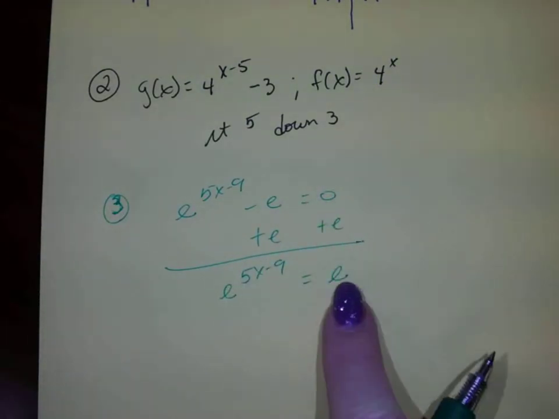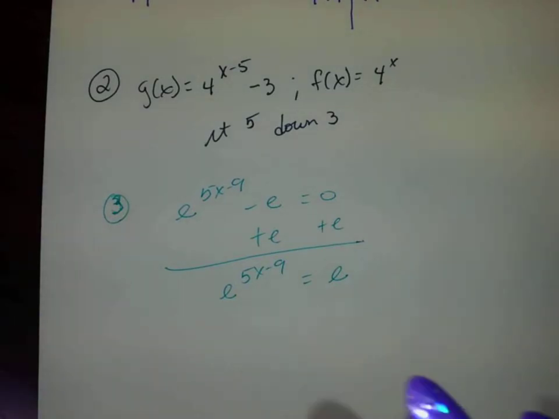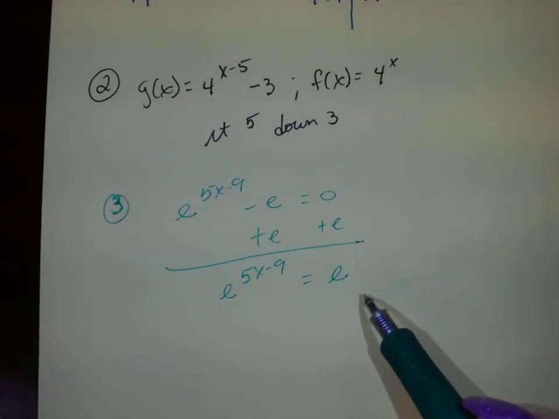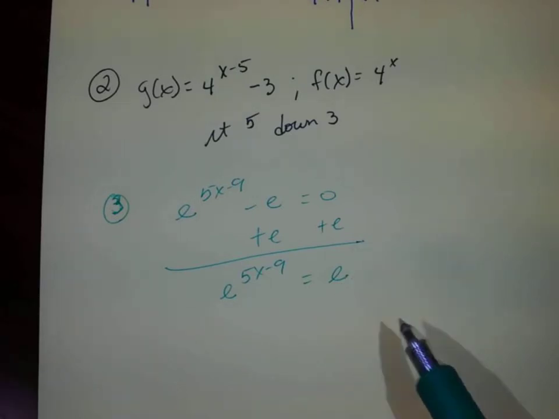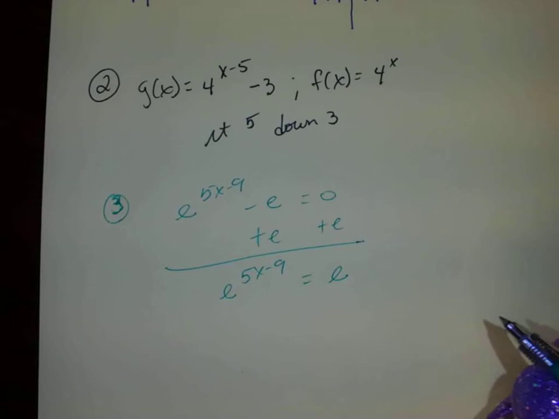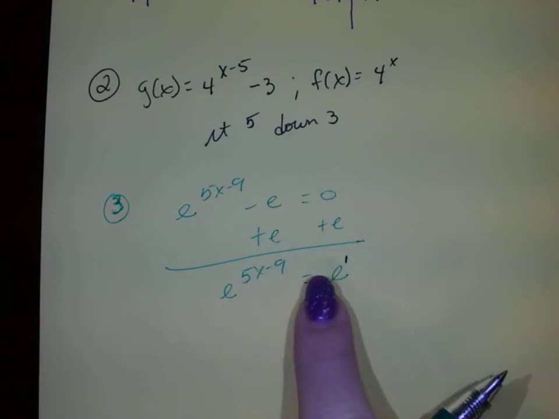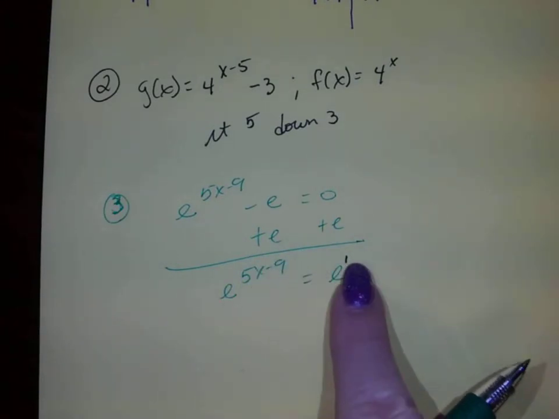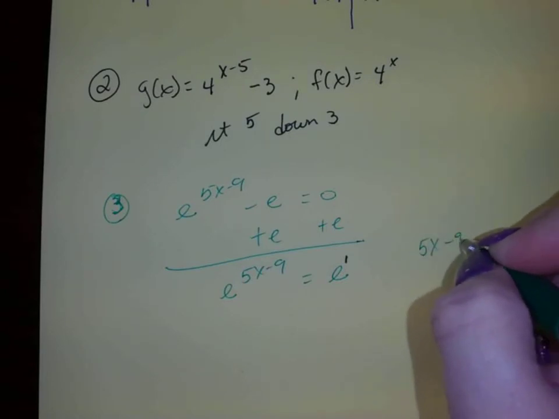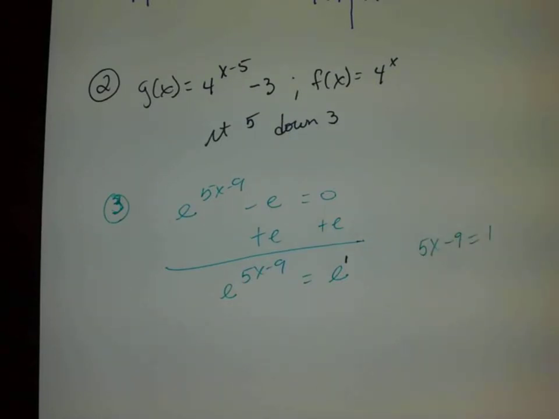So remember, e is like a number between 2 and 3, because 2 squared is 4, 3 squared is 9, and e squared is 7 point something. And so it's an actual number. And we know that if it doesn't have an exponent, it's to the first power. So if e to this power equals e to that power, we know that the powers have to be equal to each other. So 5x minus 9 has to be equal to 1.